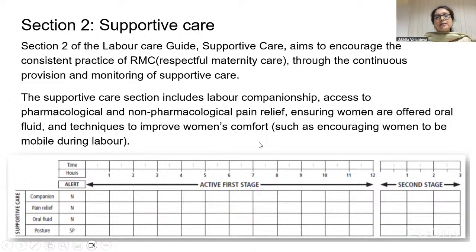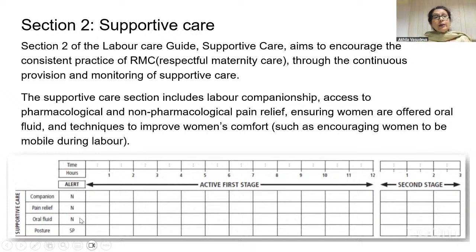Now, by using LCG, we are forced to record this on paper, and at least when we are recording it on paper, we realize there is an alert column here. I hope all of you are seeing this. Suppose there is no labor companion, it's an alert statement. That means something is not right. You need to act on it. If you are not offering her pain relief, it is an alert statement. If she is not taking adequate oral fluids, something is not okay. And if she is all the time supine, strapped to her CTG, strapped to her toco, and you go on monitoring her in supine position, that is not okay.